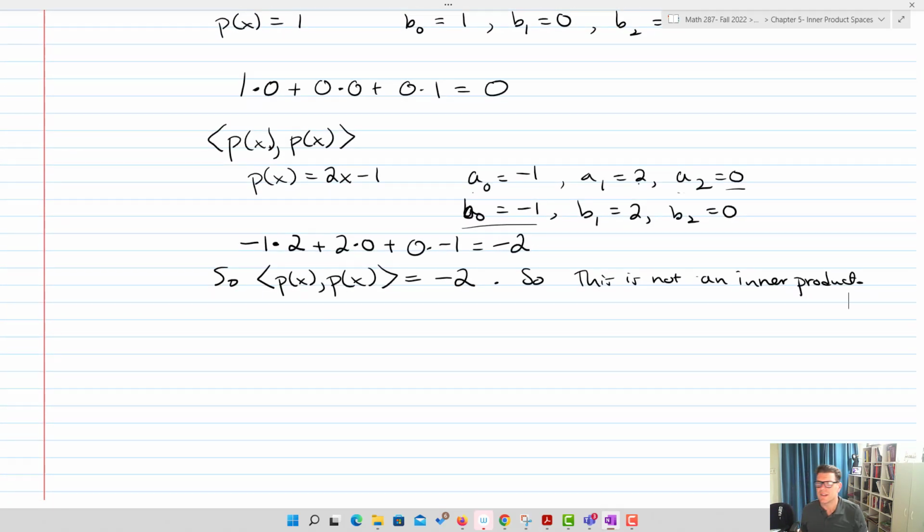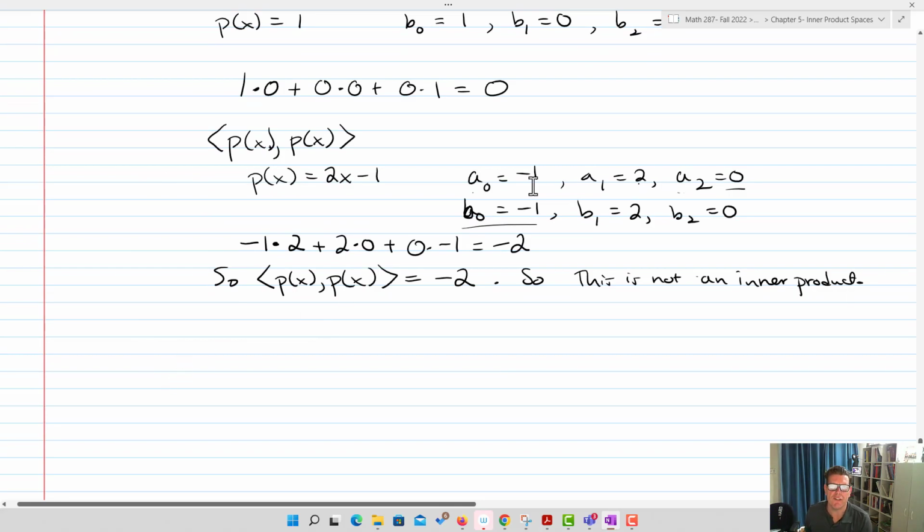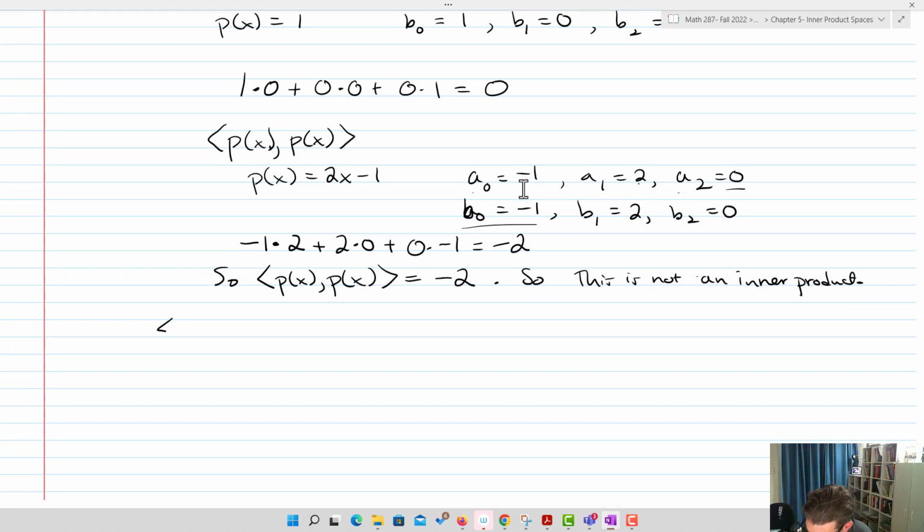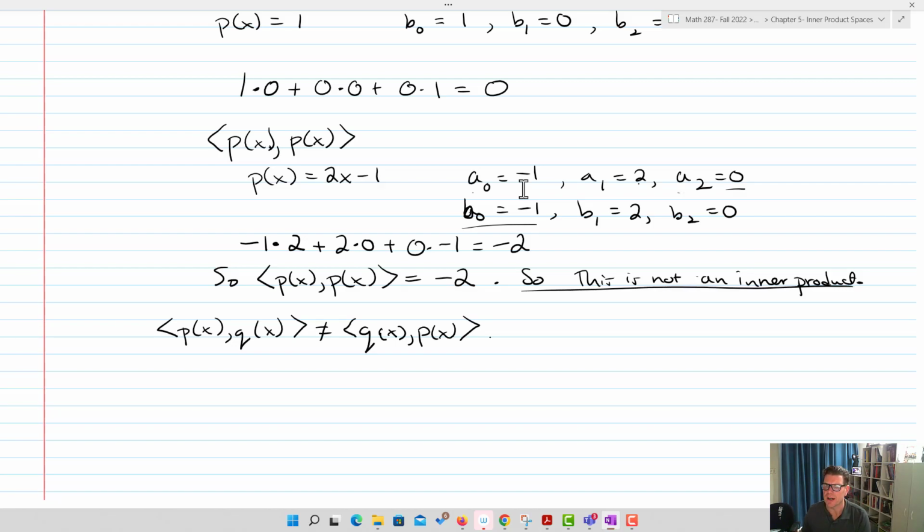Okay? And so there we go. You could actually go in and check for commutativity too, right? It'll also be the case that P of x, Q of x does not equal Q of x, P of x. You can actually find a lot of different functions that will show that that's not the case, right? So what we have is it's not an inner product, and that doesn't work.